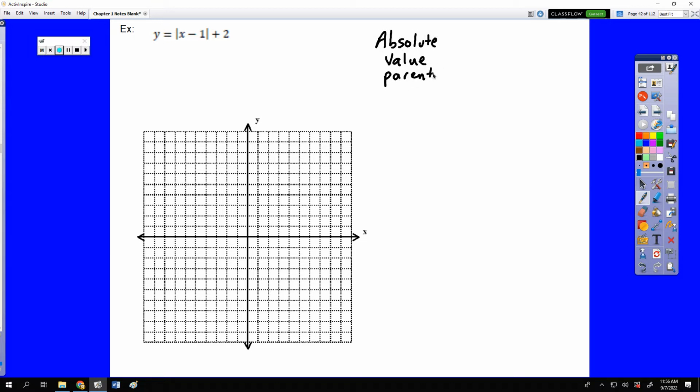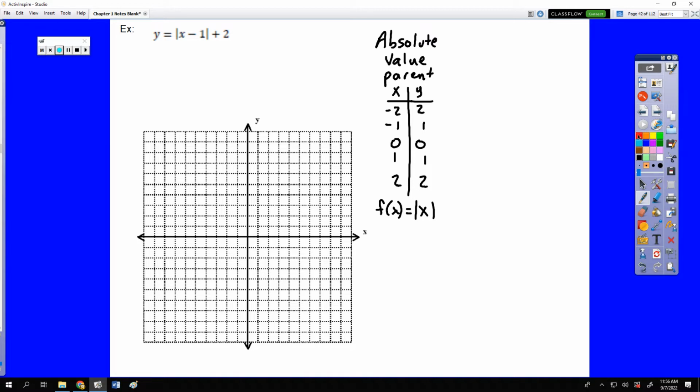Remember that the absolute value parent function consists of the points negative 2, 2, negative 1, 1, 0, 0, 1, 1, and 2, 2. Because when we feed the x values into the absolute value parent, which is the function f of x equals the absolute value of x, what happens to those x values is that the negative sign gets removed, which means it doesn't affect 0 or it doesn't affect positive numbers.